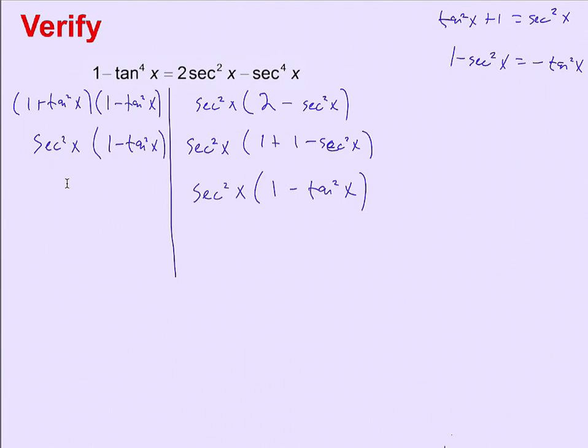So what you want to do is make sure you finish your last line by actually writing it out as one single statement. The secant squared of x times 1 minus tan squared of x is equal to the secant squared of x times 1 minus tan squared of x. And then we're done.